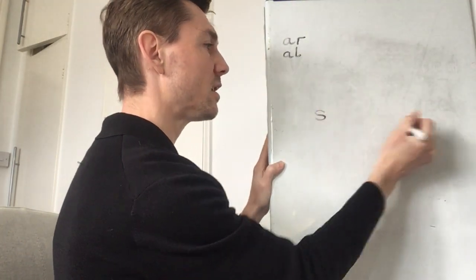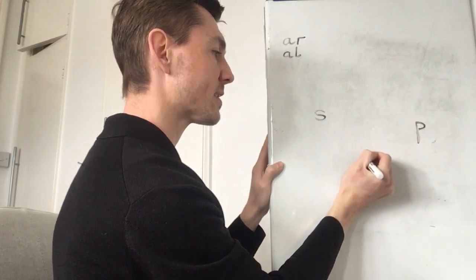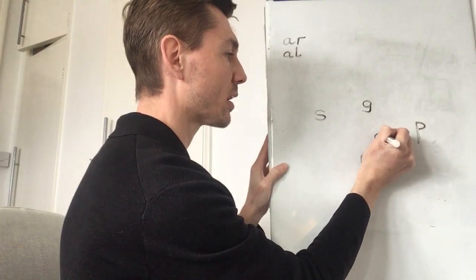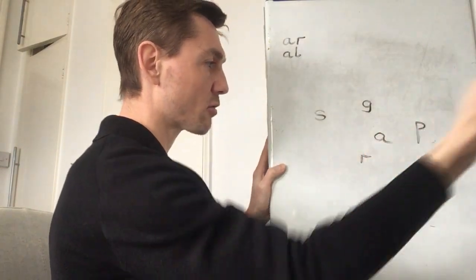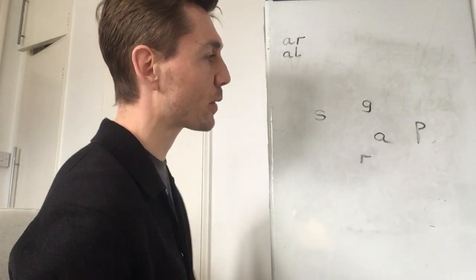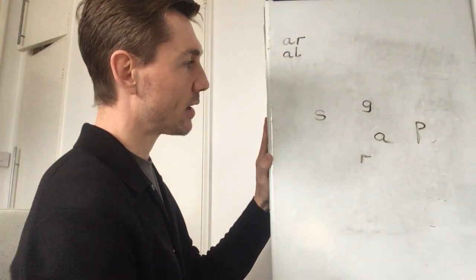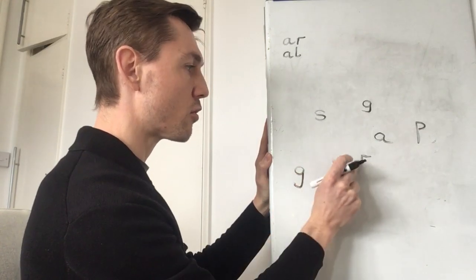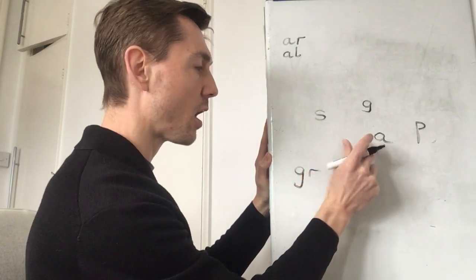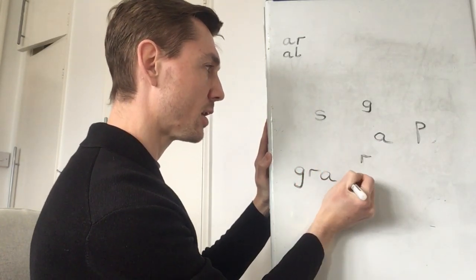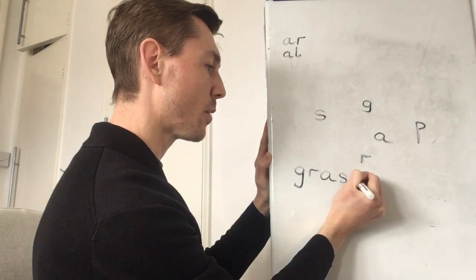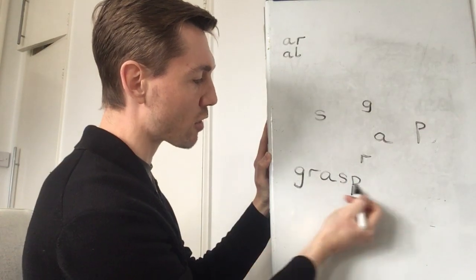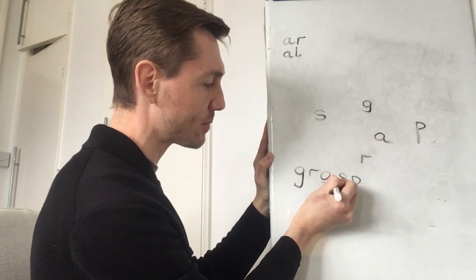And these are the sounds that we need to build the word grasp. Grasp, to grab onto something. And we build it like this. We say the sounds G, R, S, P. Grasp. And we underline the R spelling.